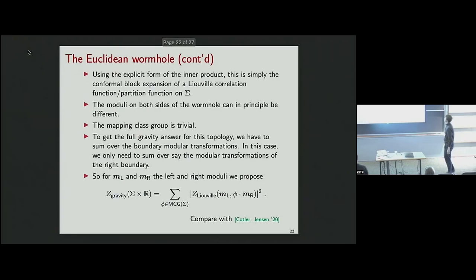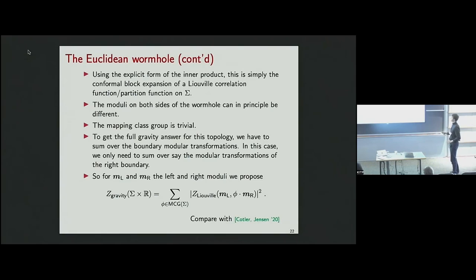Once you work out what the inner product is, what's written there is simply the conformal block expansion of a Liouville correlation function. So now I do get the left-moving conformal block and the right-moving conformal block. It turns out that these norms are precisely the products of the DOZZ structure constants that you need to make a full Liouville correlation function or partition function. The moduli on both sides of the wormhole can in principle be different, so that's slightly unusual maybe. We can have a Liouville partition function with moduli left and right being different. The mapping class group in this case is simply trivial, so we don't have to worry about it.